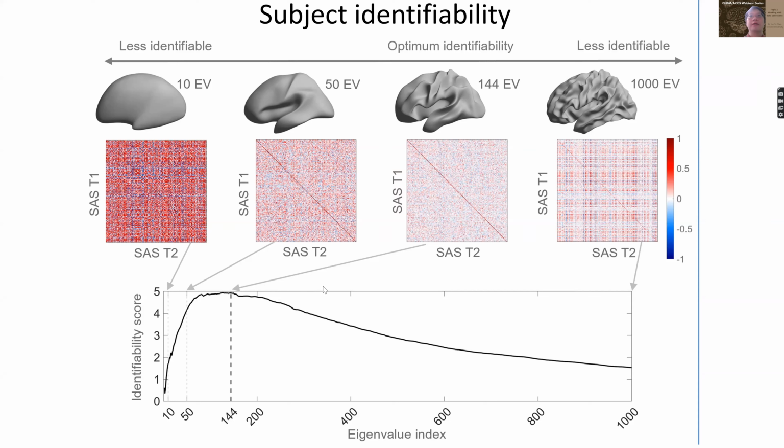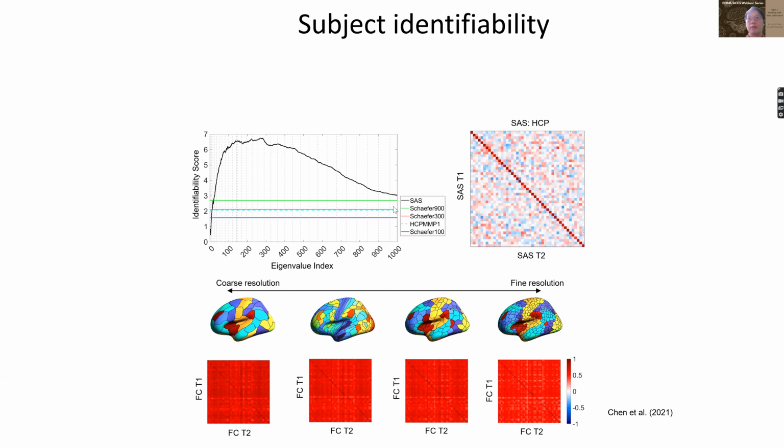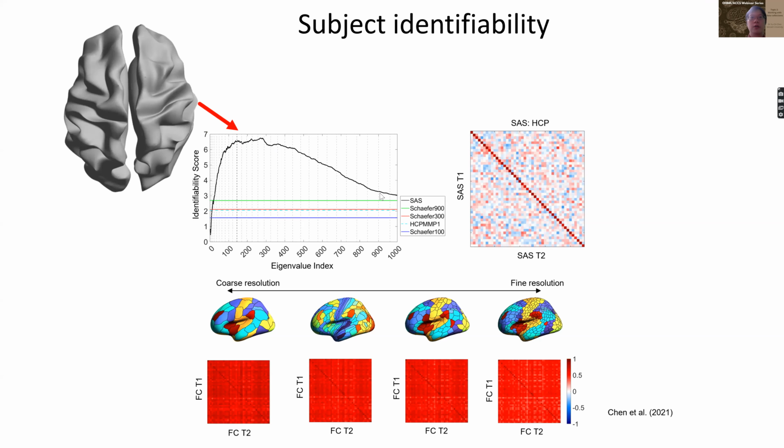Interestingly, we found the best subject identifiability is shown at the coarse scales, which is this one. People tend to focus on very fine scales, which is like here, and the identifiability is not as good as the coarse scale. We also compared the subject identifiability of the shape asymmetry with the functional connectome fingerprint.